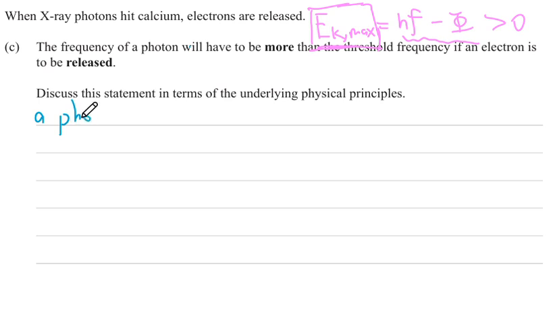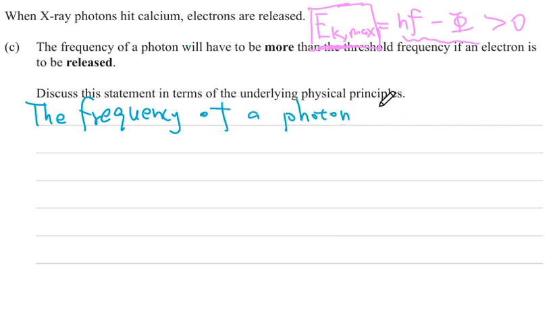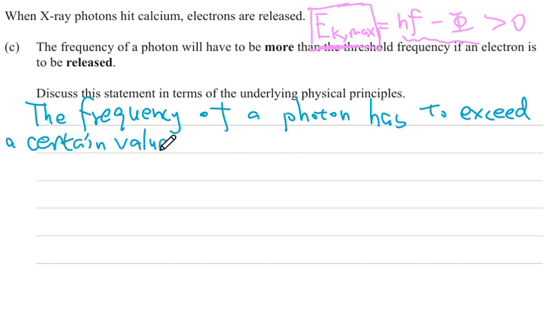Okay, so maybe let's just start from frequency. The frequency of a photon has to exceed a certain value. We call that value actually the threshold frequency, right? Threshold frequency.